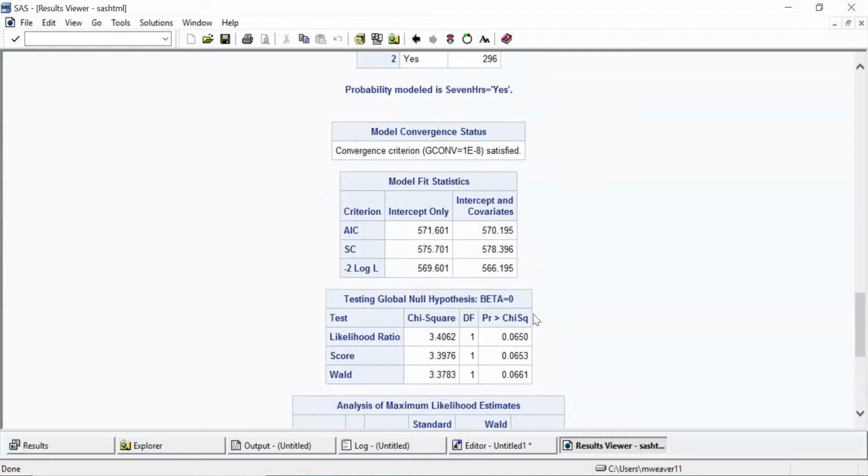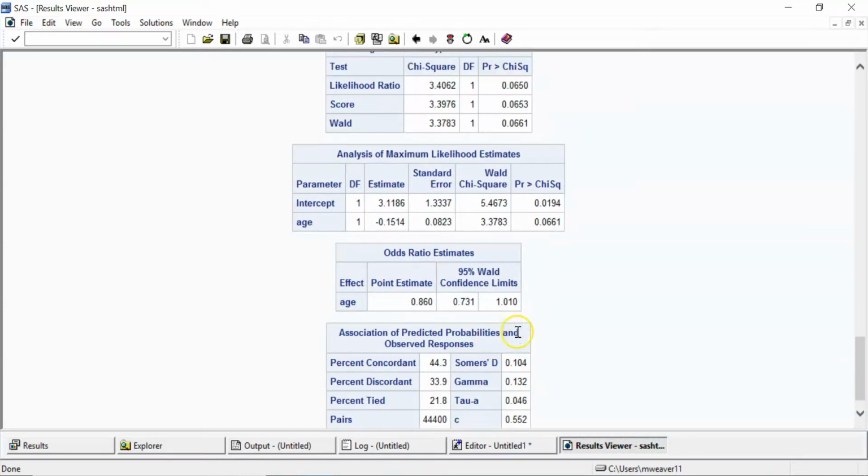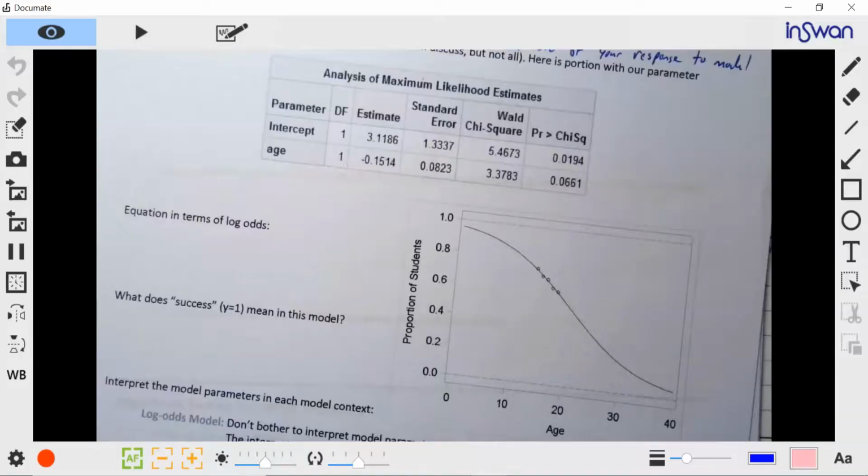So you can see it gives a lot of output. We'll talk about some of this throughout this course. But the most important bit that we're going to talk about here first is the analysis of maximum likelihood estimates. Again, this is your table of parameter estimates, and we'll talk more about what this maximum likelihood means as we go forward. So now we're focusing on the parameter estimates, just like we did in simple linear regression.